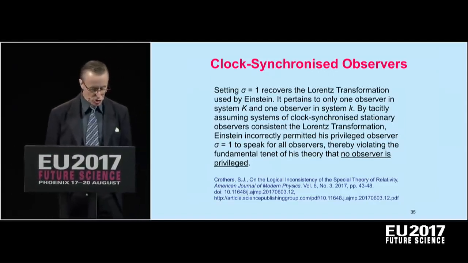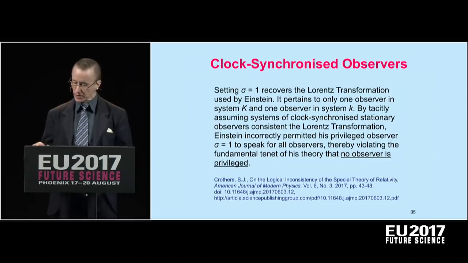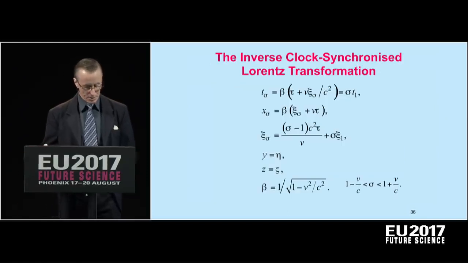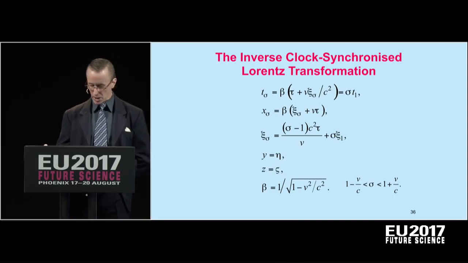By tacitly assuming systems of clock-synchronized stationary observers consistent with the Lorentz transformation, Einstein incorrectly permitted his privileged observer sigma equals 1 to speak for all observers, thereby violating the fundamental tenet of his theory that no observer is privileged. This is the set of equations for the inverse clock-synchronized Lorentz transformation, again for content.